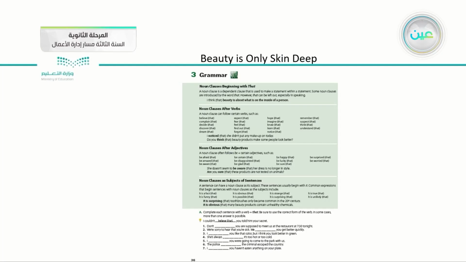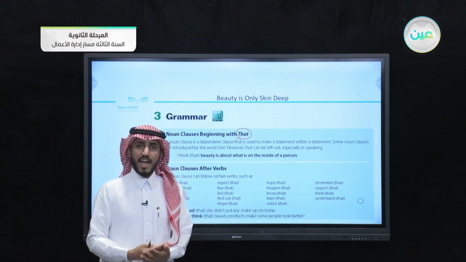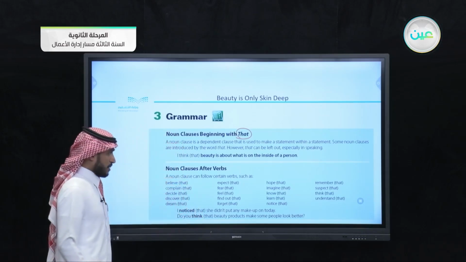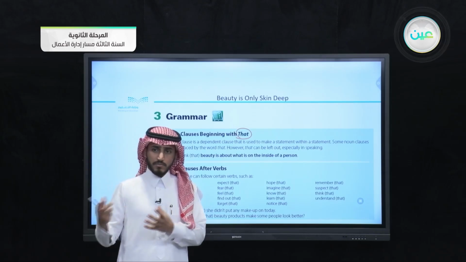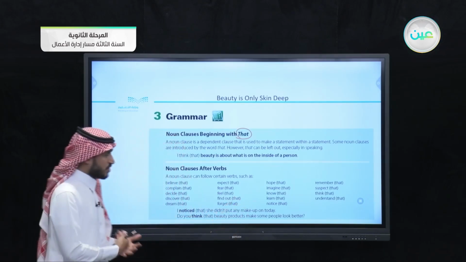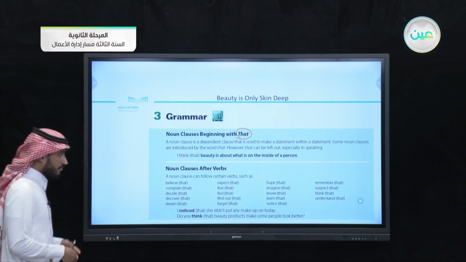This is the grammar lesson that we learned together in the previous lesson on page 36. It is divided into 4 parts. In these 4 parts, we focused on noun clauses and their relation with the word "that" in the first point. After that, we talked about the noun clause after verbs. We mentioned that noun clauses come after verbs, and we have here a list of verbs like believe, complain, decide, discover, dream, and so on.